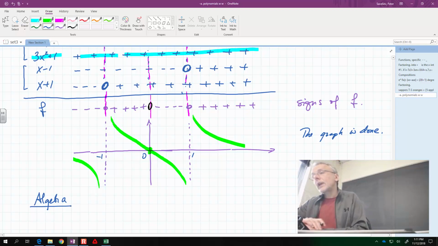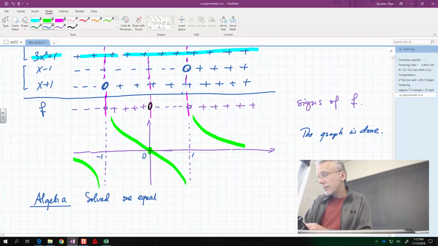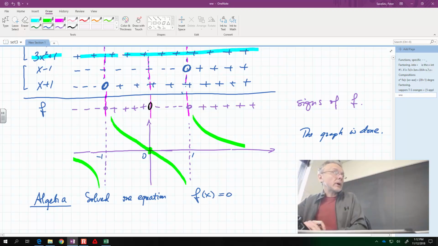Why such a rough sketch still has value: we have solved one equation, which is, what's the equation? f of x equals 0. This is what this analysis and this rough sketch gives us. It gives us the ability to solve certain algebraic problems. Number one is the easy one. It is an equation. You just take your function, set it equal to 0, and what do you produce? Of course, the x-intercepts. We have done this already many times, so I emphasize that in this particular case we have only one x-intercept.